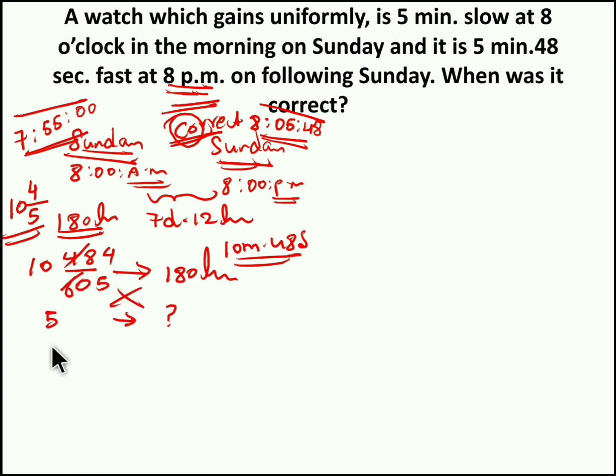When you cross multiply, you get question mark equal to 180 into 5 by 54 into 5. When you cancel, 18th table, 10 times. So 10 into 5 into 5, you get 250, so 250 by 3.